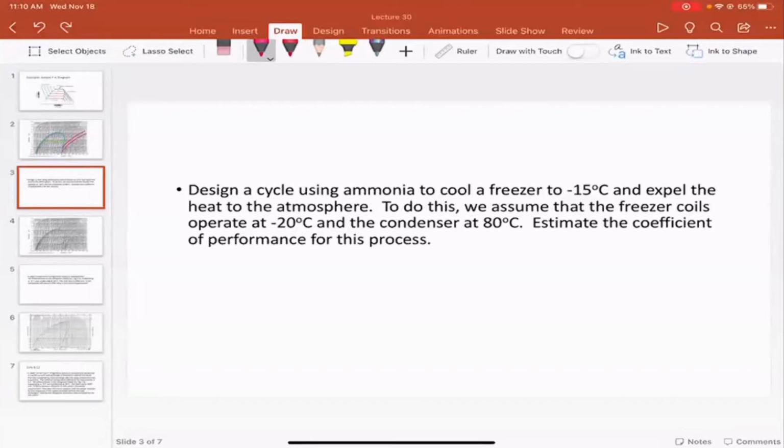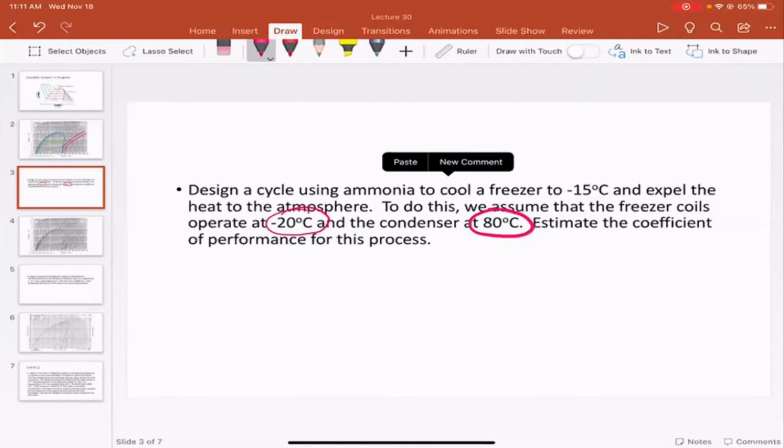And so the first problem that we are going to solve today asks us to design a cycle that uses ammonia to cool a freezer at minus 15 degrees C and expel heat to the atmosphere. To do this, we assume that the freezer coils operate at minus 20 C, right, to encourage heat transfer from the actual freezer to the coils, and the condenser is at 80. So our two operating points in our refrigeration cycle are minus 20 degrees C and 80 degrees C.